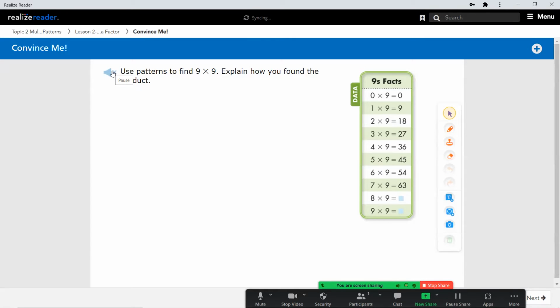Use patterns to find 9 times 9. Explain how you found the product.